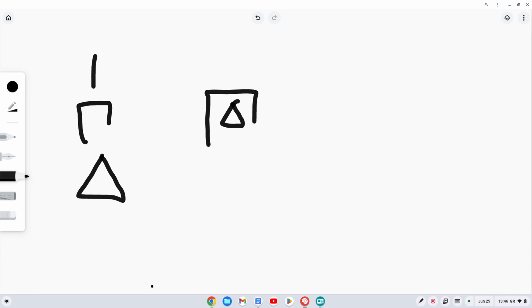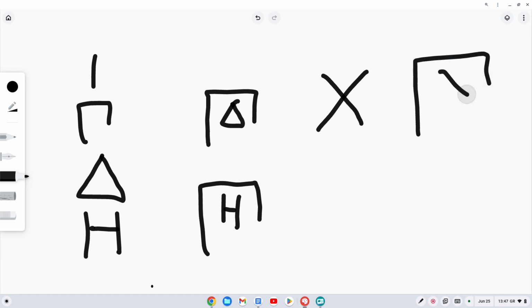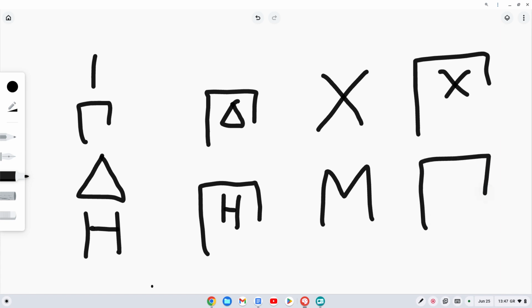And then to get 100, H for hecaton, and to get 500, put a little h in there, and then 1,000, it's like that, a chi, and then 5,000 would be like this, and then 10,000 would be a mu, and then 50,000 like that.